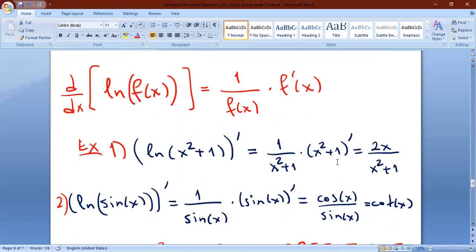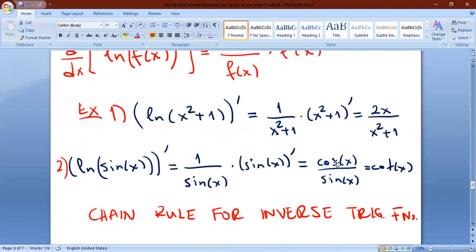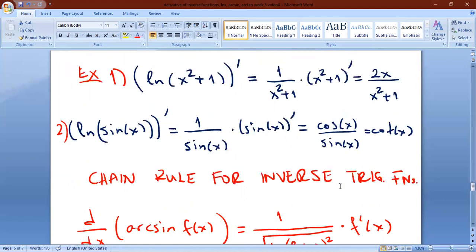So for instance, if we have ln of x squared plus 1, then the derivative is 1 over x squared plus 1 times the derivative of x squared plus 1, which is 2x over x squared plus 1. If we have ln of sine of x, then the derivative is 1 over sine times the derivative of sine. The derivative of sine is cosine, so cosine over sine, which is cotangent.